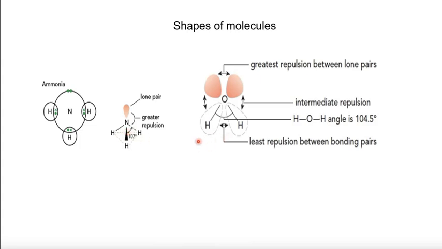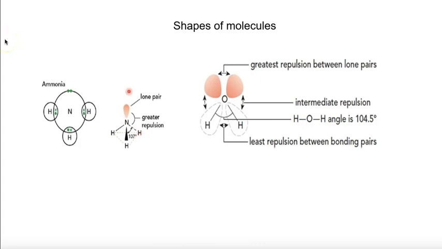Similarly, we could have a molecule having 2 bond pairs and 2 lone pairs. Water is an example of that. If we draw the Lewis structure of water, we will see that there are 2 bond pairs and 2 lone pairs. In that case, the bond angle between hydrogen, oxygen, and hydrogen becomes 104.5 degrees. So, though it is 4 electron pairs, because of 2 lone pairs, the shape is distorted.